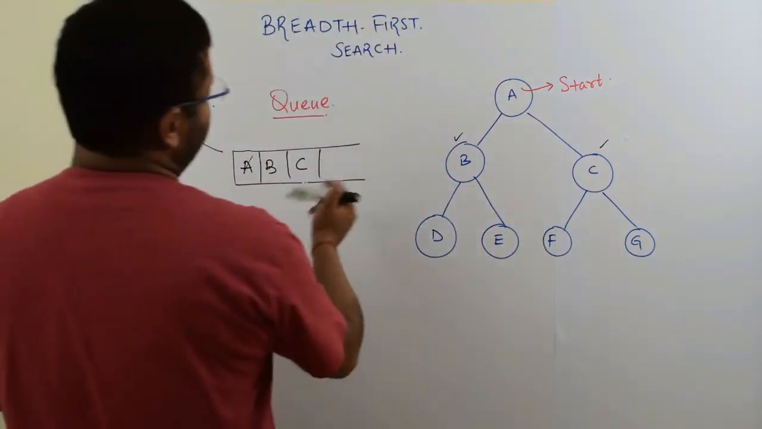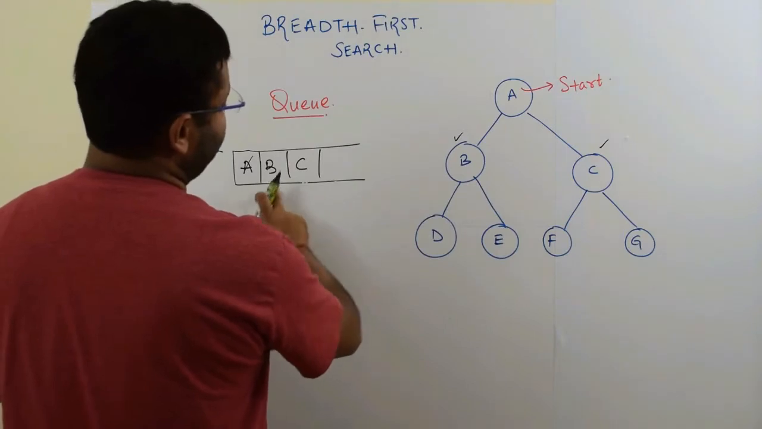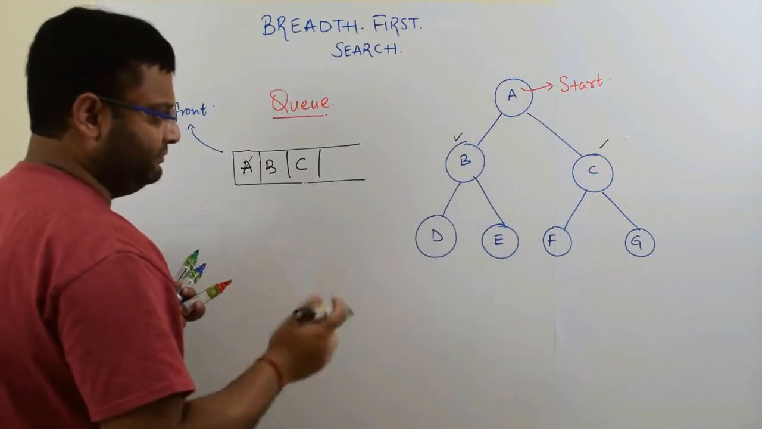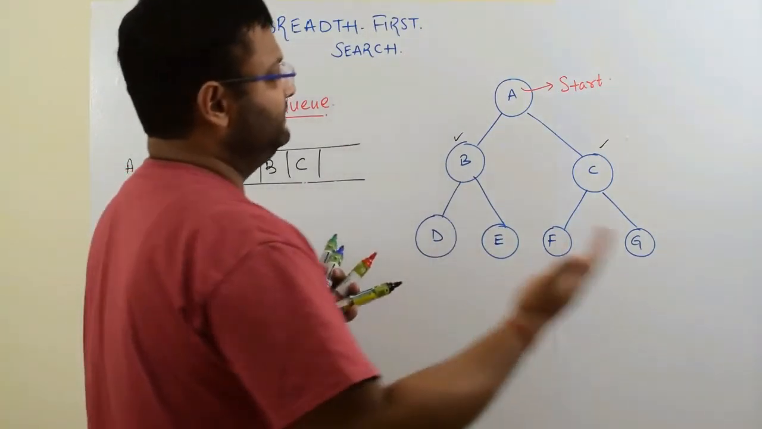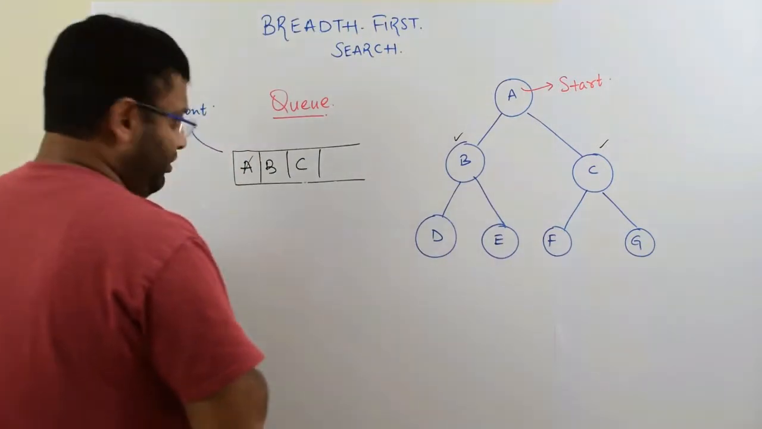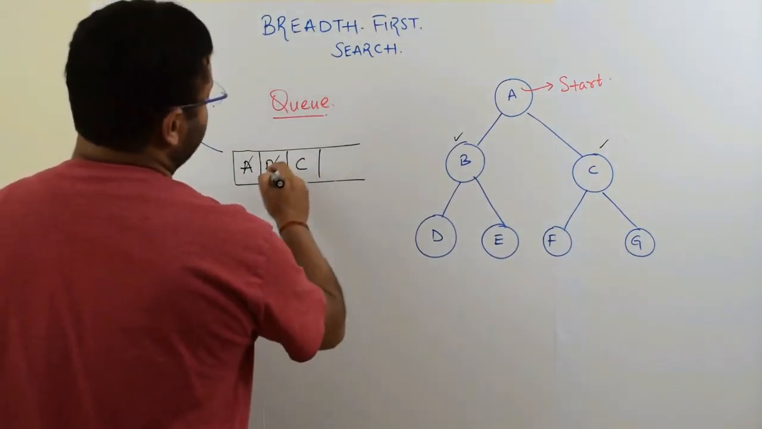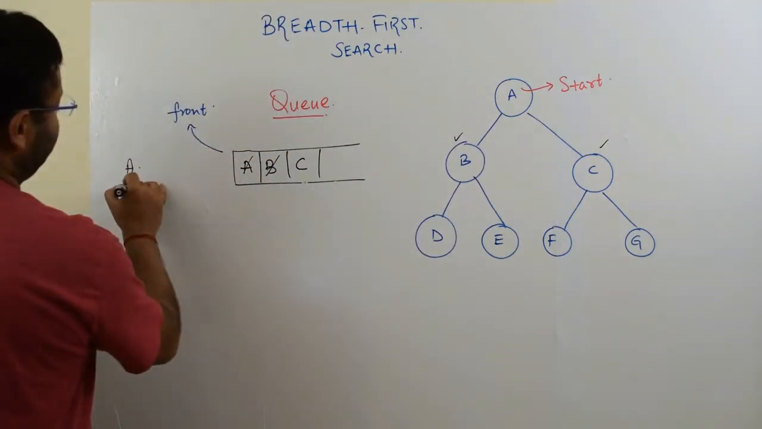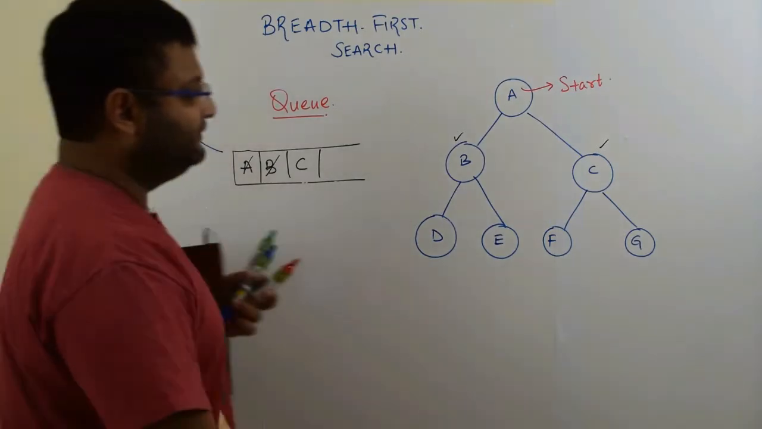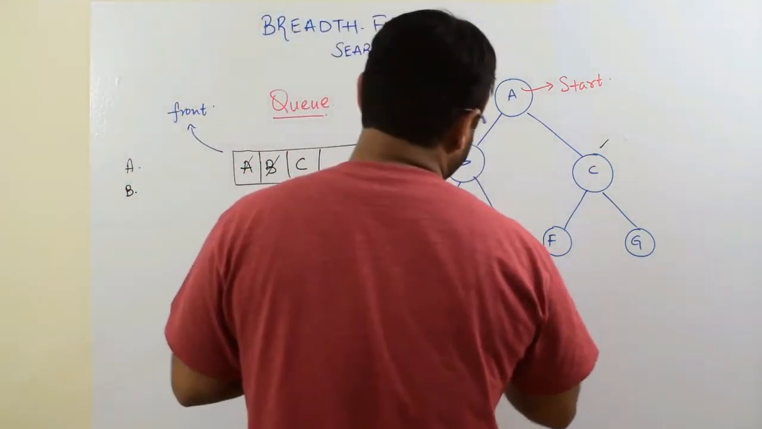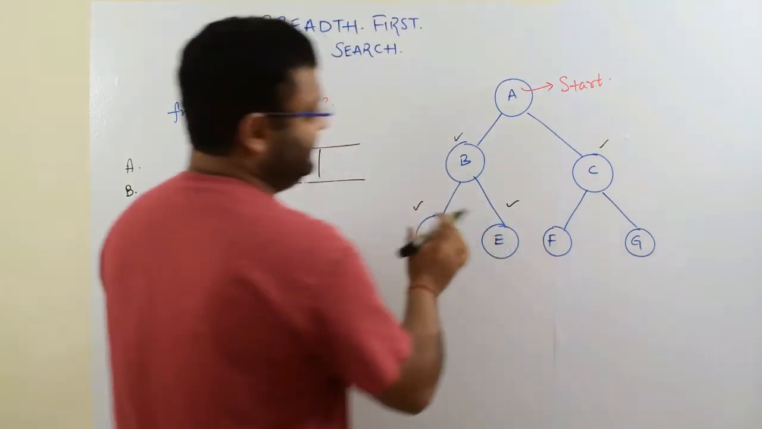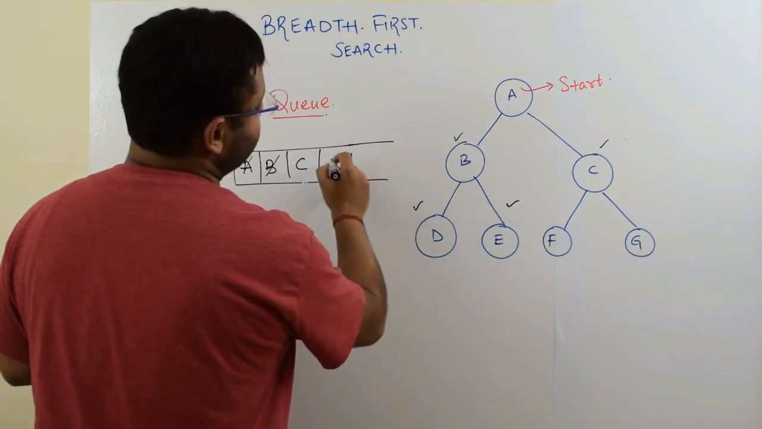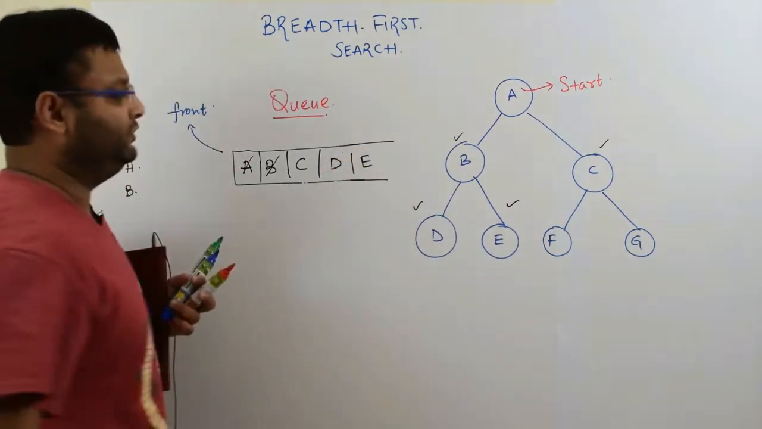So in this case, we have pushed B and C, all the neighbors of A, into the queue. Now what? We have done that, pushed all the neighbors of A. Now again we will dequeue from the queue. So what will we get? We'll get B. Now see all the neighbors of B. What are they? D and E. Then push D and E into the queue. Correct?